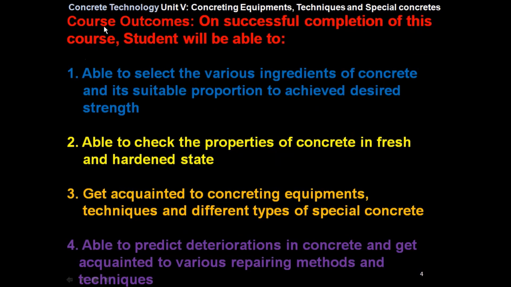Now we will see the course outcomes. On successful completion of this course, student will be able to select the various ingredients of concrete and its suitable proportion to achieve desired strength. Second course outcome, able to check the properties of concrete in fresh state and hardened state. Third course outcome, get acquainted to concreting equipments, techniques and different types of special concrete. Fourth course outcome, able to predict deteriorations in concrete and get acquainted to various repairing methods and techniques.